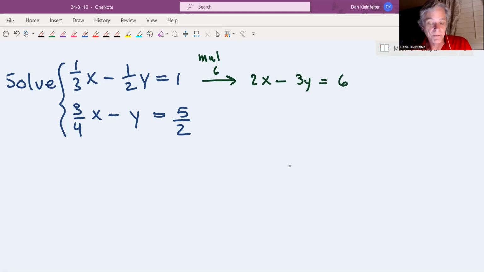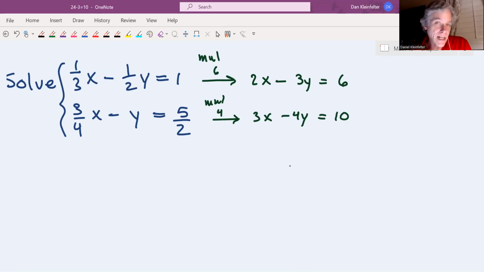We'll just have 6. For the second equation, the least common multiple of 4 and 2 is 4. So we're going to multiply by 4. Okay, so then 3/4 times 4 will be 3. So we'll have 3x. And then we'll have minus 4y. And then 4 times 5/2 is going to be 10.